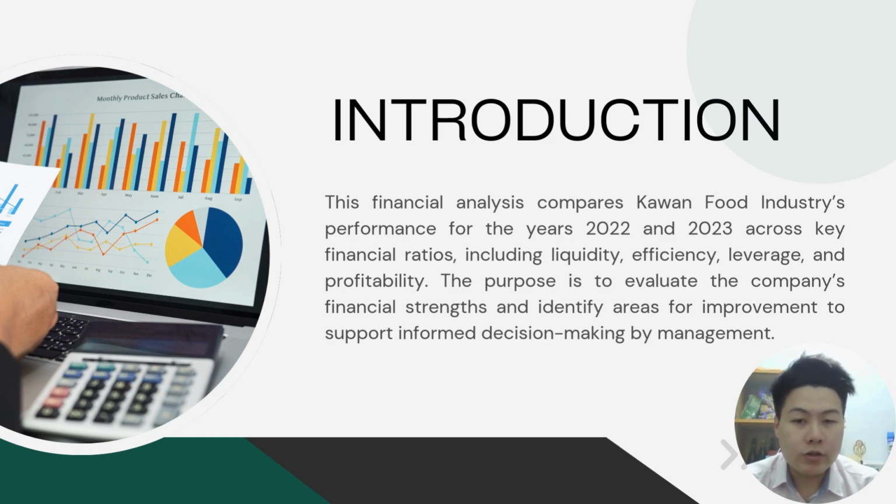So we go to the introduction. This financial analysis will compare Kawan Food Industries' performance for the year 2022 and the year 2023 across key financial ratios, including liquidity, efficiency, leverage, and profitability, as I have said just now through the table of contents. The purpose is to evaluate the company's financial strengths and to identify areas for improvement to support informed decision making by the management. All of this performance analysis helps them make a better decision or improve what they are currently doing right now.